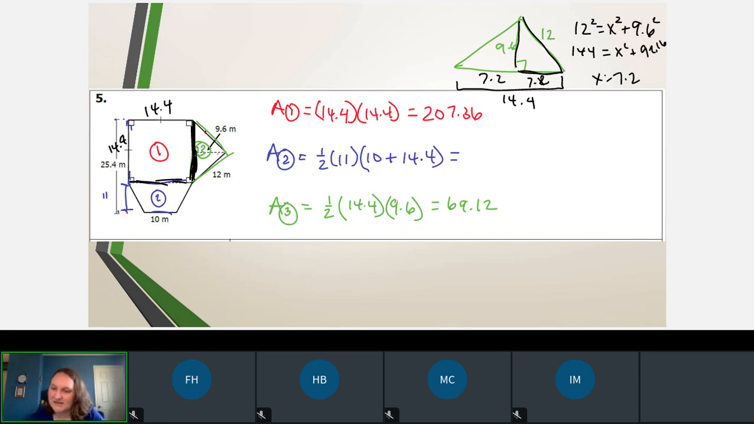Someone in the chat said, isn't 10 a base of the trapezoid? It certainly is. And if 10 is one of the bases, we need to know the other one. If the bases in your so-called trapezoid are the same length, it's not a trapezoid anymore. It would need to be a parallelogram or a rectangle or something. So the area of your trapezoid is 134.2.